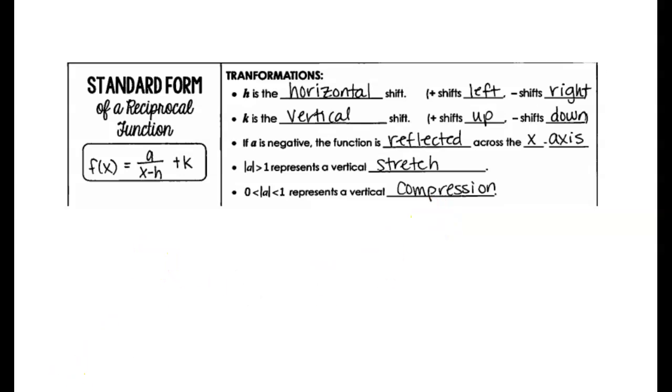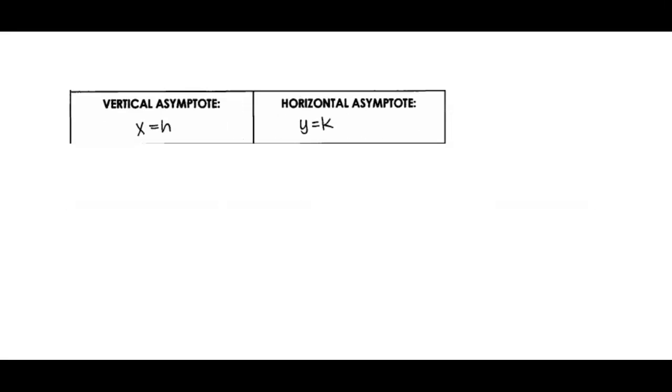So a lot is similar to our standard form for the other functions that we dealt with, which is our absolute values and quadratics. As I said earlier, your vertical asymptote is going to be determined by your h value when x is going to equal h, and your horizontal asymptote is going to be determined by your k value. Y is going to equal k.